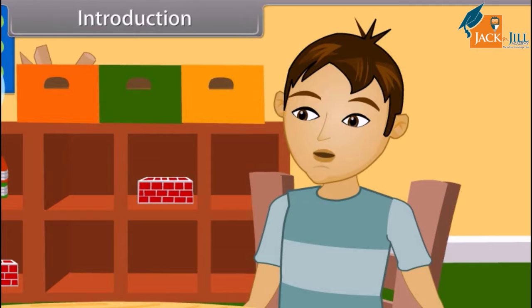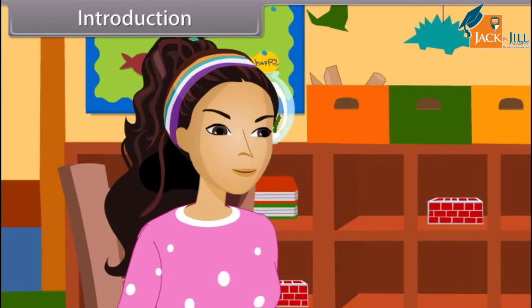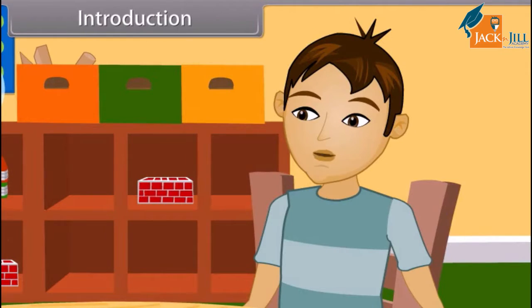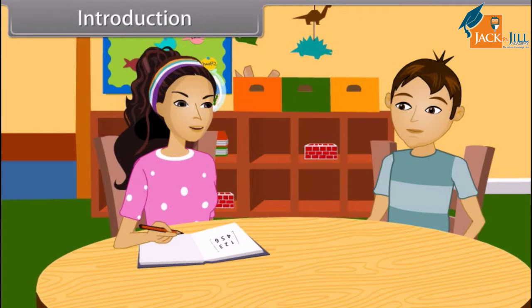Transpose? What is that? Oh, you were not present in the class yesterday? Teacher taught us to find the transpose of the matrix. Hey, can you tell how to find the transpose? Yeah, sure. Come, I will explain it to you.